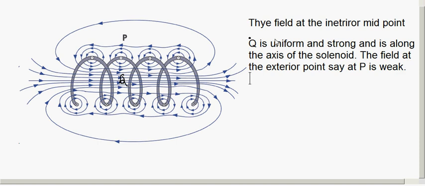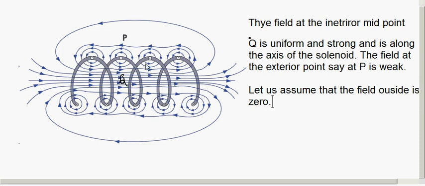So when we take a large solenoid, it will appear as though it is like a long cylindrical metal sheet. Now we'll consider only a section of this. For our study purpose, let us assume that the field outside the solenoid is zero. Now to find out the magnetic field, we will use Ampere's circuital law. For that we need to consider a rectangular Amperian loop.